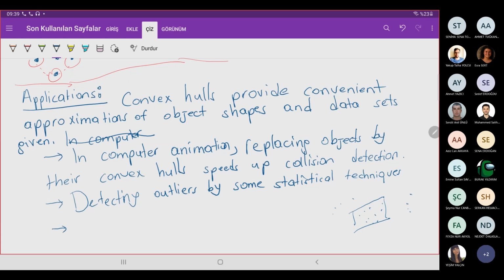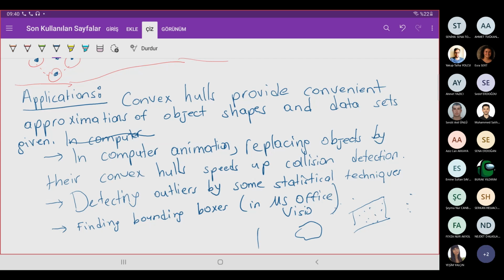So maybe some of you have used Microsoft Office Visio, for instance, finding bounding boxes. They are called bounding boxes in MS Office Visio. In some computer programs, for instance, you have a picture, you save it in Visio or whatever, and that may be some picture, but it's too big in the entire frame, okay?